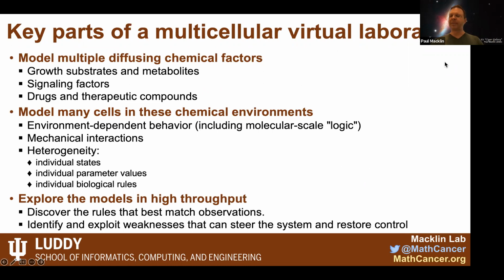And so you want to be able to build up a system where you can model the chemical environment, model the individual cells with their individual rules as they interact with each other and their environment, and then be able to run virtual experiments on that laboratory by running it in high throughput, and hopefully discover the rules that best match your observations. So you can really learn the cancer biology or the immunology and identify and exploit weaknesses that will help you to steer the system and control it as you want to.